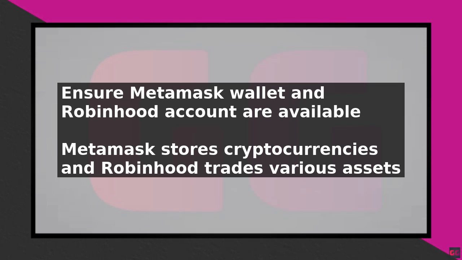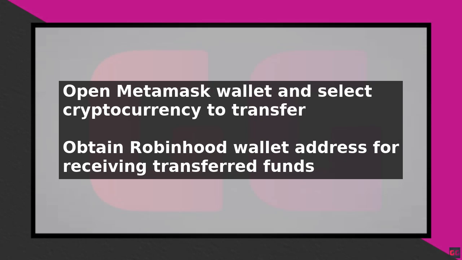Start by opening your MetaMask wallet and selecting the cryptocurrency you want to transfer. You can do this by clicking on the asset and then clicking the Send button. Next, you will need to obtain the wallet address from your Robinhood account where you want to receive the funds.